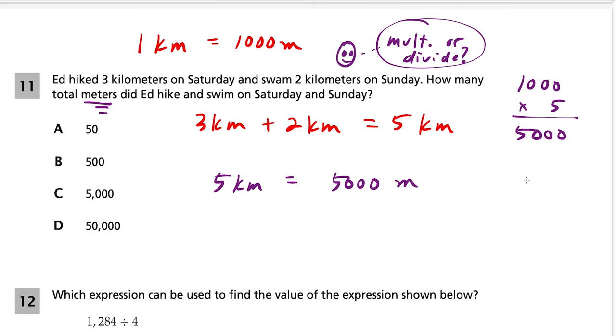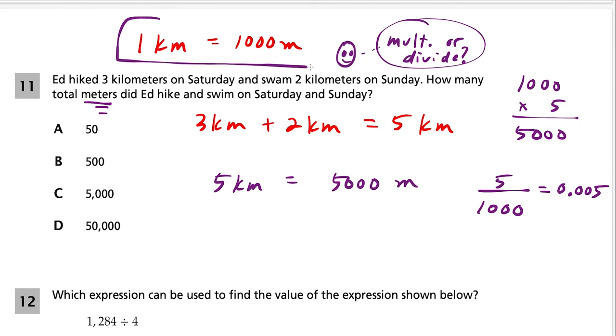Once again, we wouldn't fall into this trap of saying 5 divided by 1,000, because we'd have 0.005. And that wouldn't make sense, because when we have this unit comparison here, 1 kilometer is equal to 1,000 meters. The number in front of meters is way bigger than the number in front of kilometers. So we're going to multiply by 1,000. 5,000 meters is our answer, choice C.